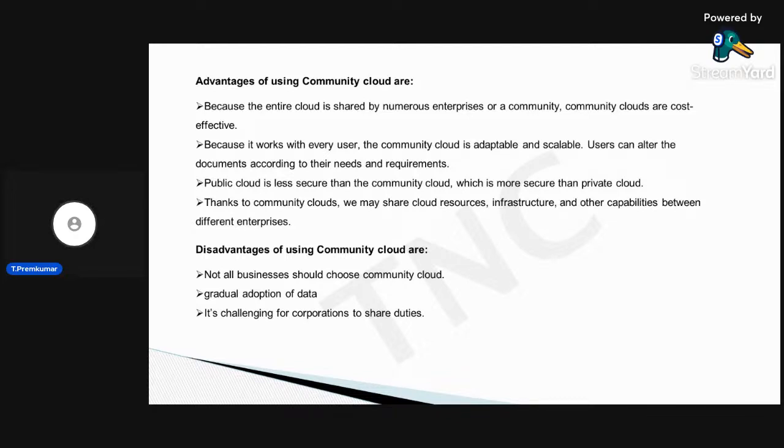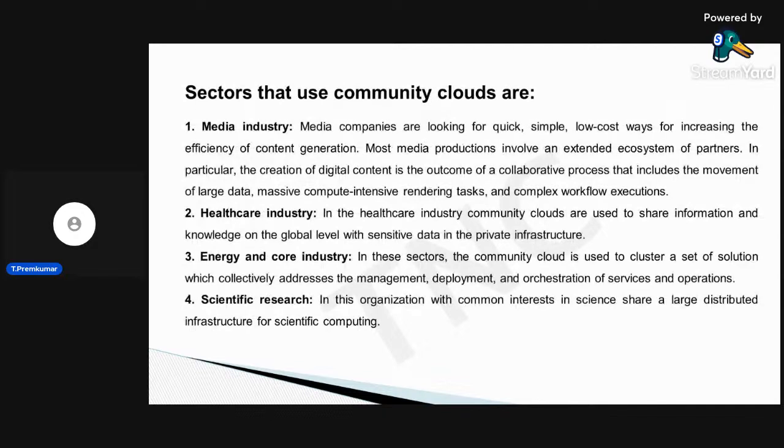Disadvantages of using community clouds are not all businesses should choose community cloud. Gradual adoption of data, it's challenging for corporations to share duties. The sectors that use community clouds: it was used in multimedia, that is the media industries. The companies are looking for a quick and simple, low cost way of increasing the efficiency of content generation. And the healthcare industries have used it.